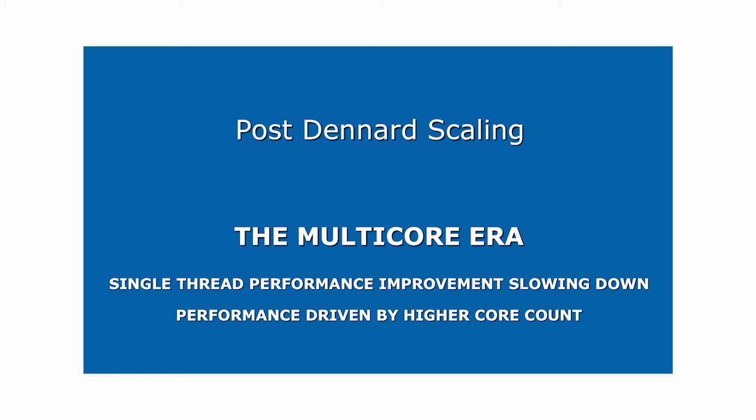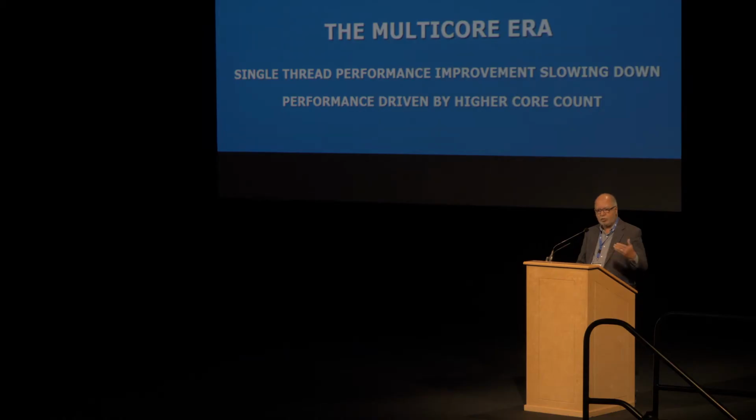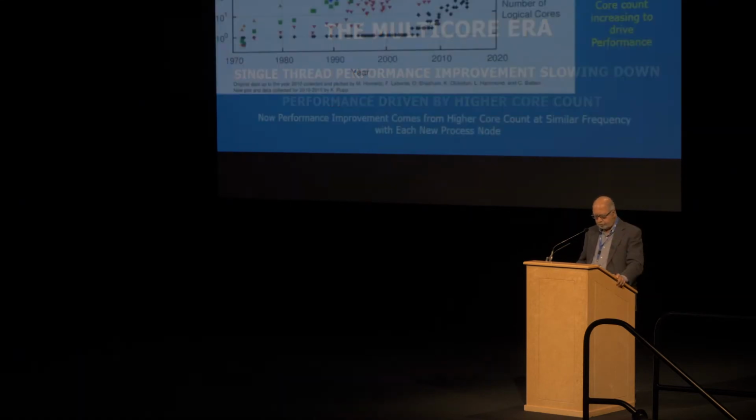So after Dennard scaling, we went into the multi-core era. And in this era, single-thread performance improvement was slowing down, and I'll show you some data. But we got performance by increasing the core count. Basically, the cores were roughly similar performance, small improvement in single-thread performance. But because of the density, we were able to put more cores on a single chip.